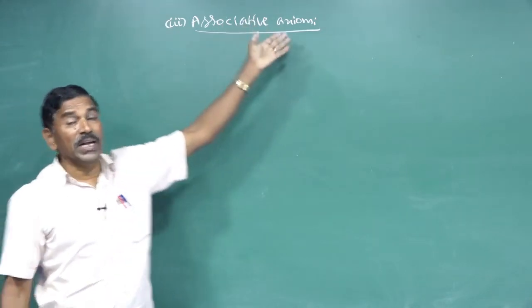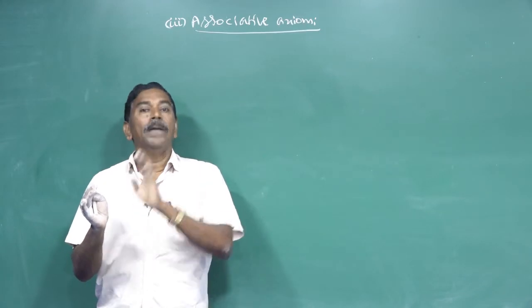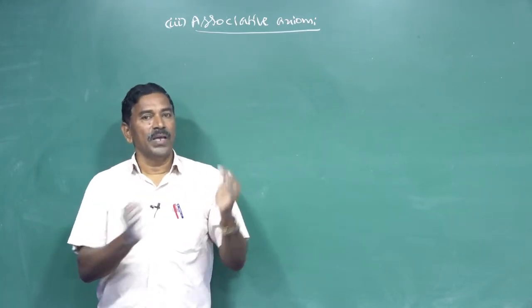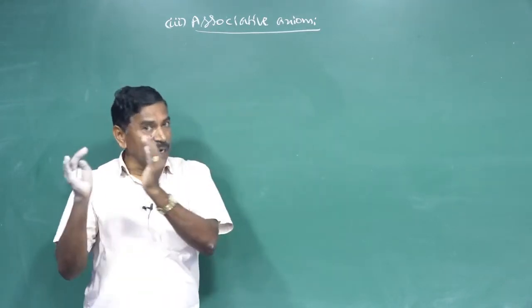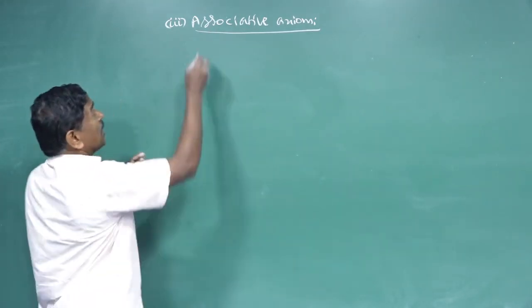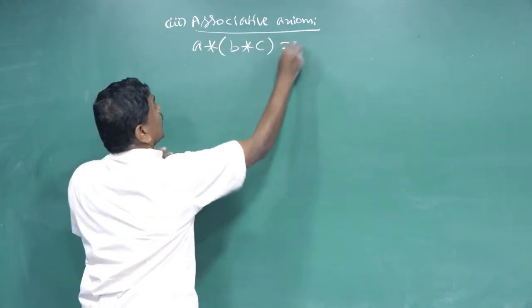Can you tell me the definition of associative? Yes, A star B star C equals A star B star C, with brackets grouped differently. Now let us take the LHS of the associative. The LHS of the associative is given by A star B star C equal to.